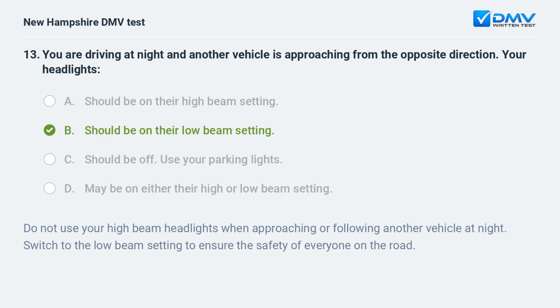Do not use your high beam headlights when approaching or following another vehicle at night. Switch to the low beam setting to ensure the safety of everyone on the road.